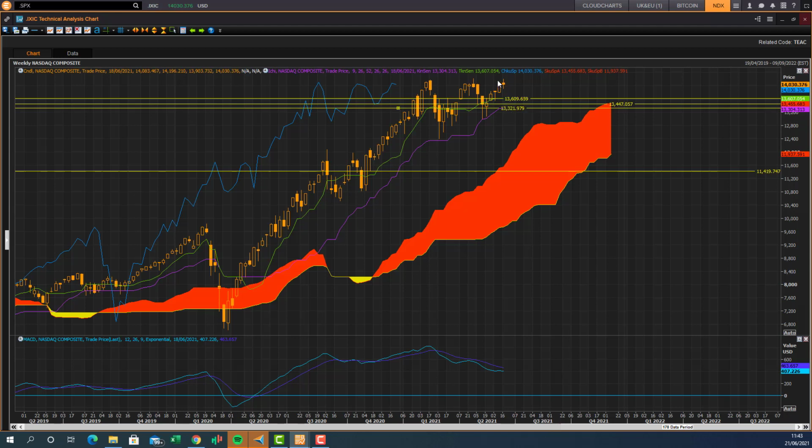So in any kind of correction in the Nasdaq Composite, these are the levels to watch out for on the weekly. Those are the downside risk targets if the market fails to move higher.